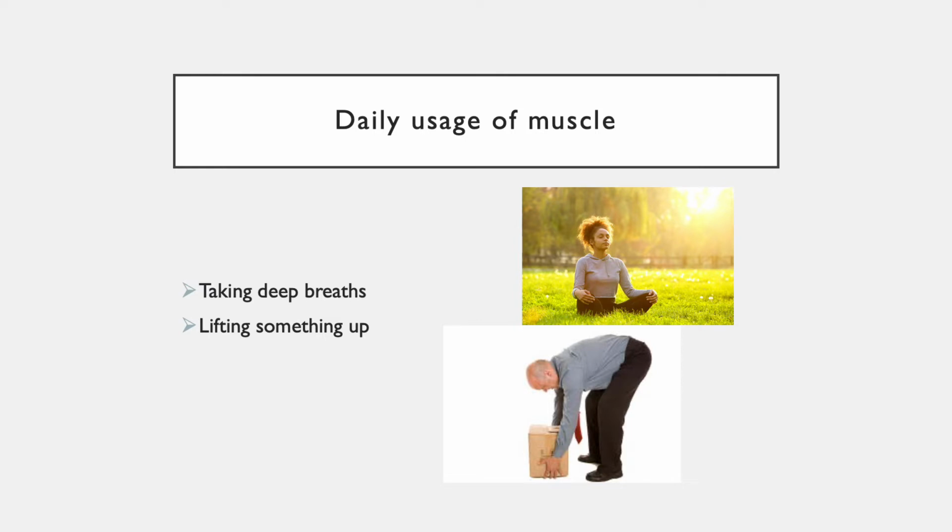So some daily usage of the quadratus lumborum is taking in deep breaths. So it plays a role in inhalation. It helps with the diaphragm to contract. Another example would be lifting something up. So as you can see, this older man's bending over and picking up the box. So his muscles will be contracting on his way up.